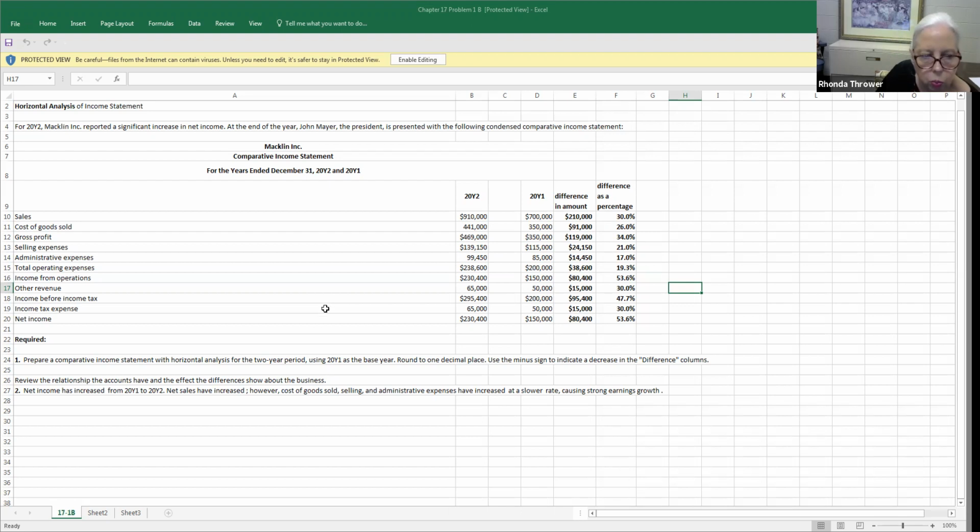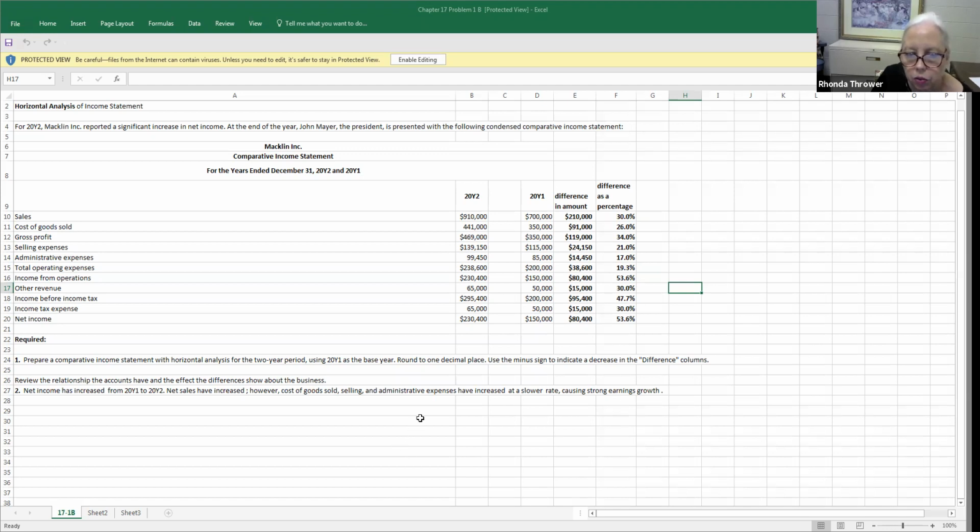So in the second part of this problem, they gave you a question that says, review the relationship of the accounts and the effect of the differences show about the business. And so they just put it into a formula for you, and I'll just read this to you. The net income has increased from 2001 to 2002. You can see that that increase was 80,400. The net sales have increased by 30%. However, the cost of goods sold also increased, and the selling expenses increased, and the administrative expenses increased.